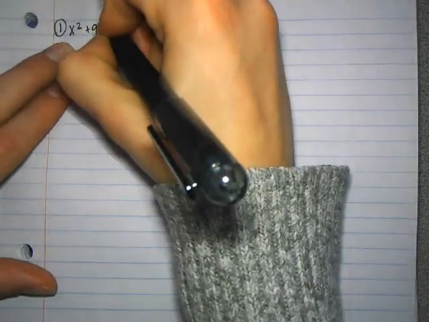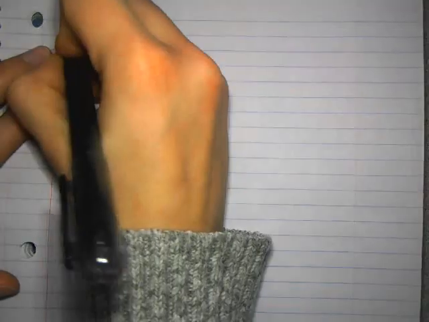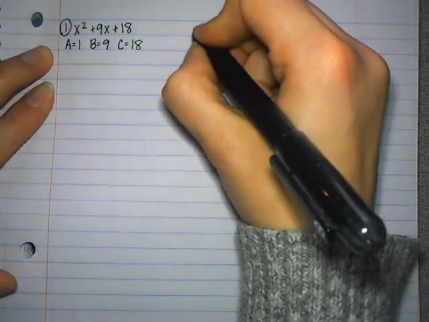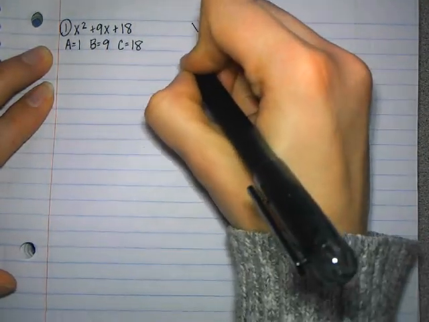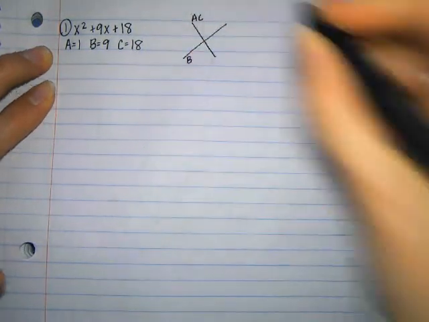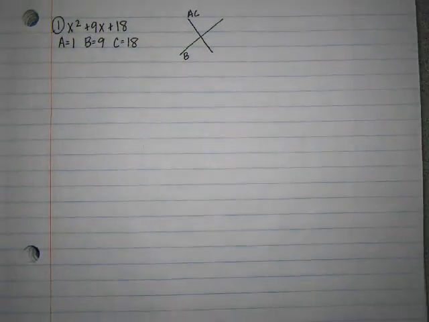So let me give you guys one to practice. Let's say it's x squared plus 9x plus 18. I'll help you with the first step, which is labeling A equals 1, B equals 9, and C equals 18. Set up your X, A times C above, B below. Go ahead and pause it and try to work it out.